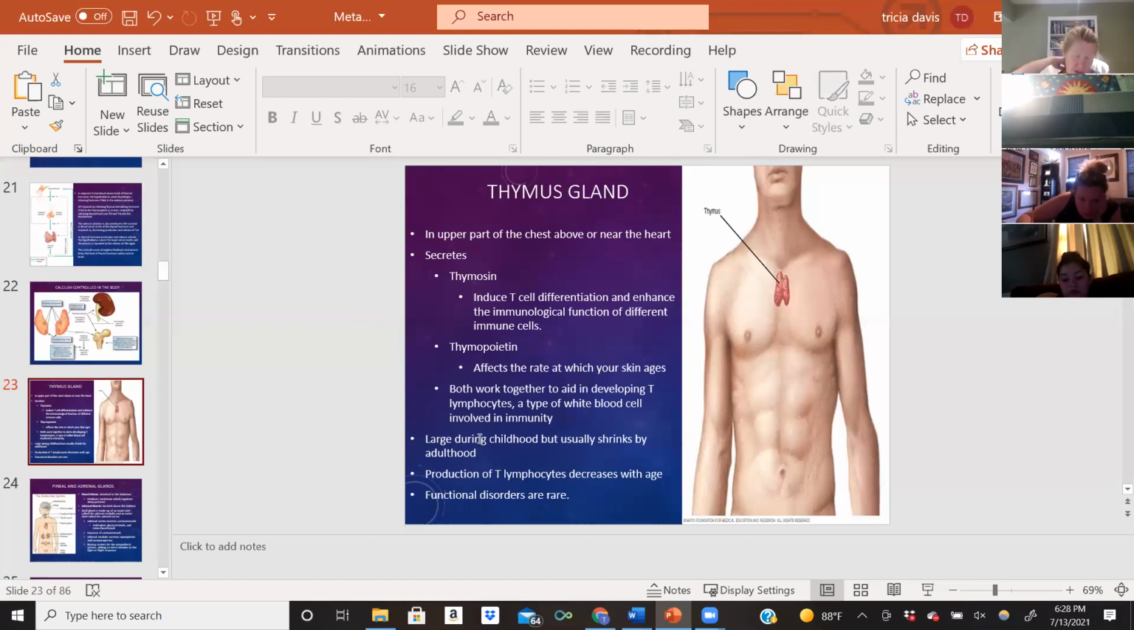Usually the thymus in children is a lot larger than it is when you become adults. It does shrink when you start to get into adulthood. So by 25, it's starting to get smaller and smaller. As that shrinks, the amount of T lymphocytes that it is going to produce also decreases as well. And of course, there is a possibility that a person could develop some type of disorder with their thymus gland, but in comparison to all the other organs in the endocrine system, it's very, very rare. We don't see a lot of them.